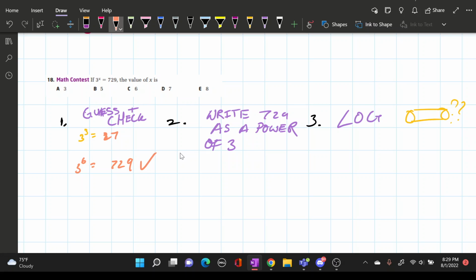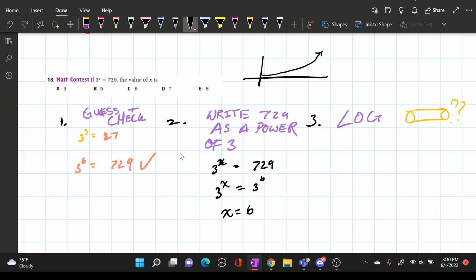And great job. So now the other way you can do this is essentially say 3 to the x equals 729. 729 is 3 to the power of 6. So 3 to the x equals 3 to the power of 6. That means x must equal 6 because the base is the same, so the exponent must also be the same. Because when we look at an exponential curve, it's something like this, and each exponent will correspond to only one possible y value.